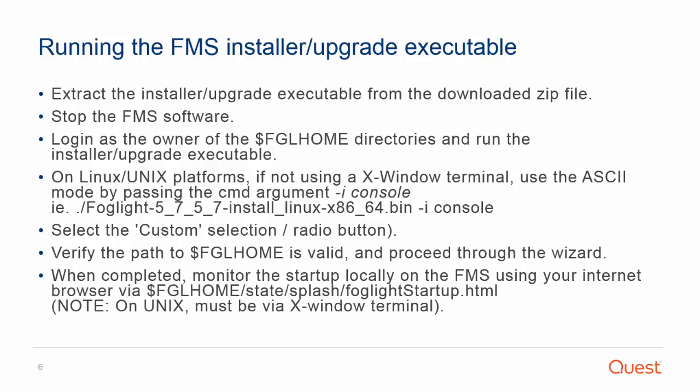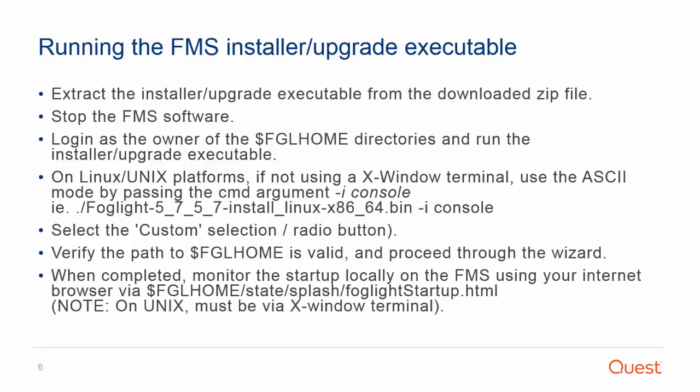On Linux, Unix platforms, if you're not using an X-Window terminal emulator, use the ASCII mode by passing the command line argument -i console. The example here is running a Linux 64-bit installer and passing it the -i console argument. Then when the wizard begins, select the custom selection radio button. Verify that the path as shown is a valid FGL home directory and proceed through the wizard. It should show then that it's performing an upgrade.